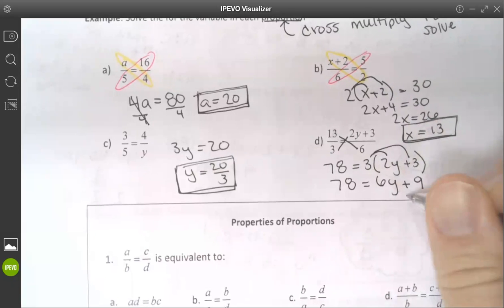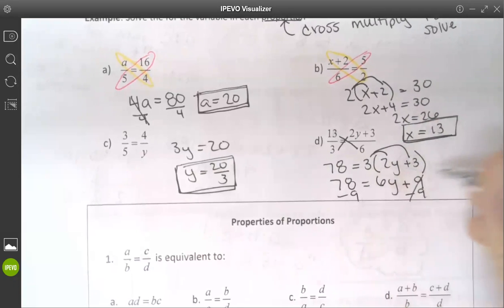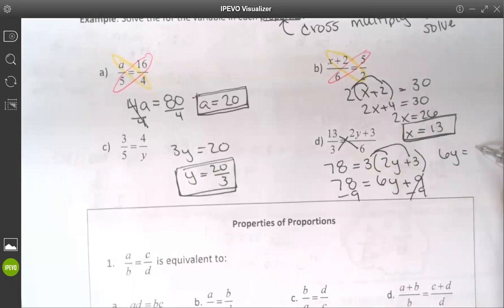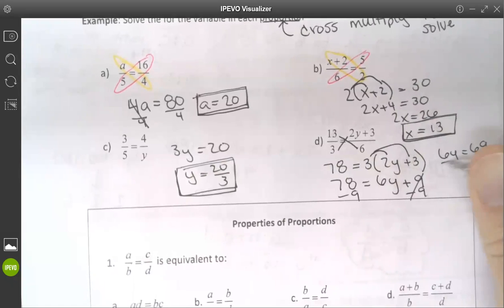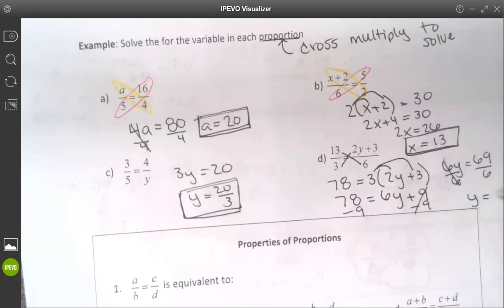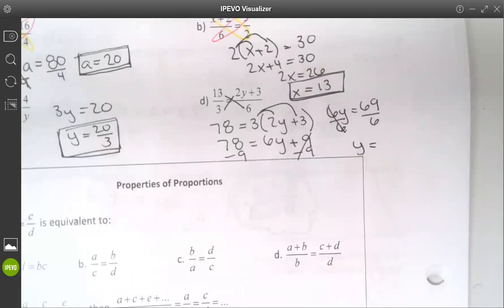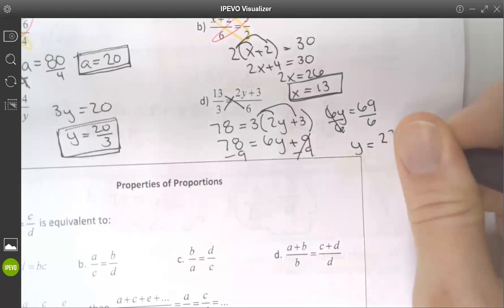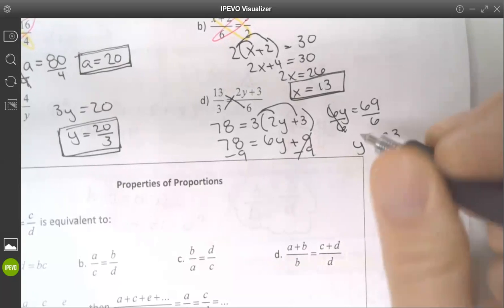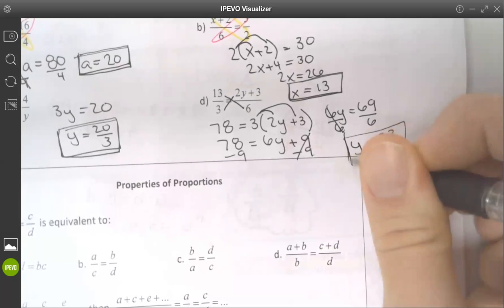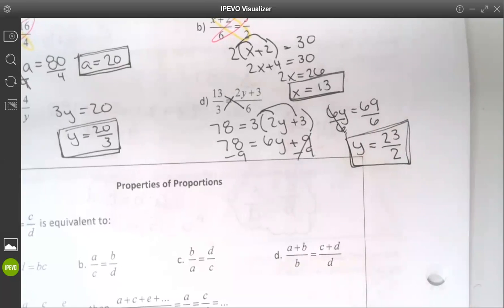And then subtracting 9, I get 6y equals 69. 6 does not go in evenly to that, but I would not leave that. What does that reduce to? What number goes into both of those terms? 3, and it's going to give me 23/2.